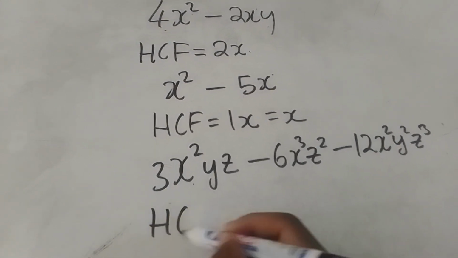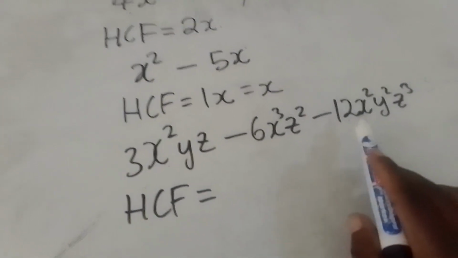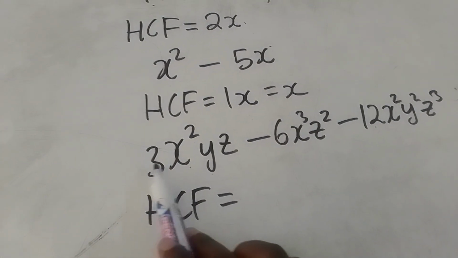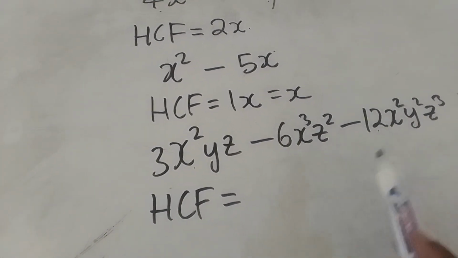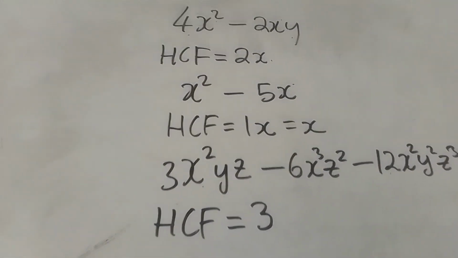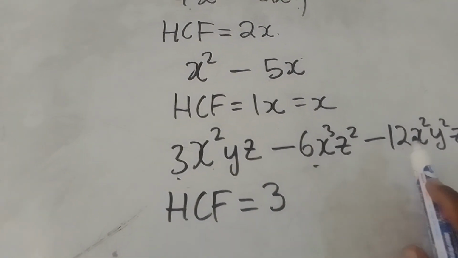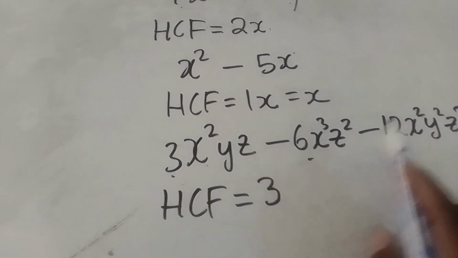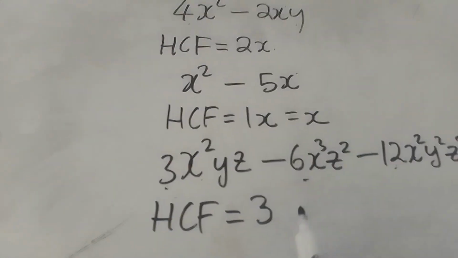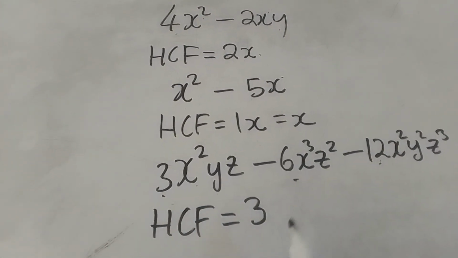We'll start with the numbers that are there. The highest common factor for 3, 6, and 12, that is the biggest number that goes into 3, 6, and 12, will be 3. 3 can go in here, it can go in here, and in here. There's no other bigger number that can go into all of them and not leave a remainder. So the highest common factor for the coefficients here is 3.